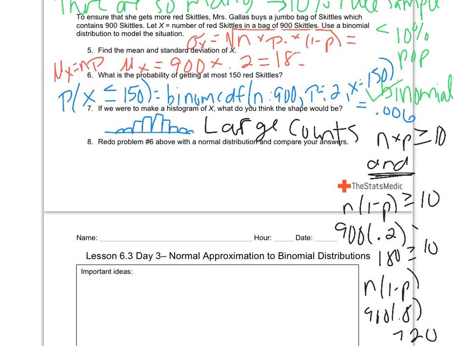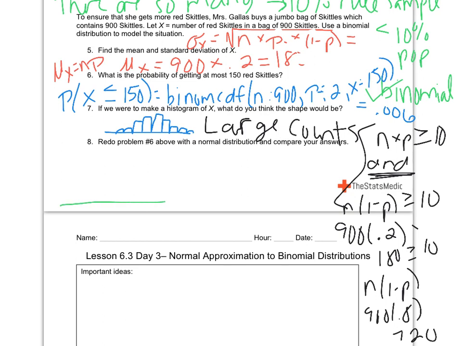As you go through and do these problems, that's going to be part of showing your work. You're going to have to show that you know that 10% rule, if you're using a binomial when it doesn't meet binomial criteria. And if you're assuming a normal distribution, you're going to have to show this large counts work over here to be able to assume that normal distribution. So now I'd ask you to redo problem number 6 above with a normal distribution and compare your answers.